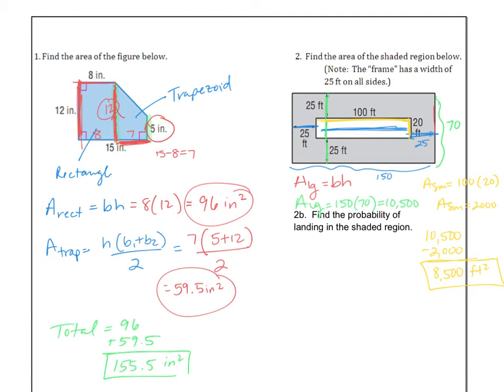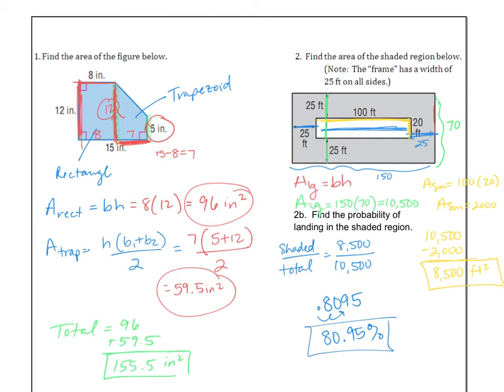For part B, find the probability of landing in that shaded region. Do you remember how we did this? The probability part, you go the shaded region divided by the total region. So in this case, we're going to take 8,500, which is the shaded region, and divide by 10,500, which is the total area of the whole big rectangle. When I divide those, I get 0.8095. Move the decimal over 2 spots. It's 80.95% chance of landing in the shaded region.